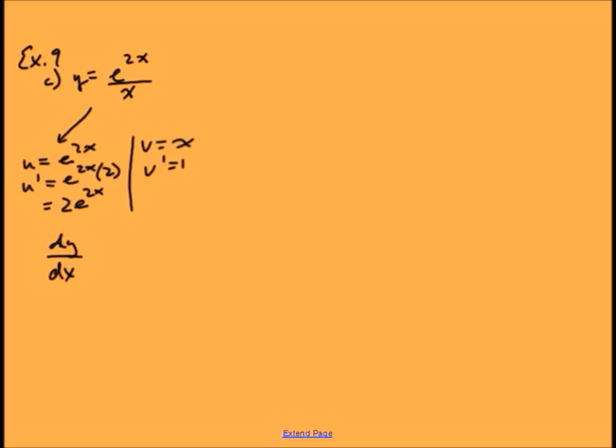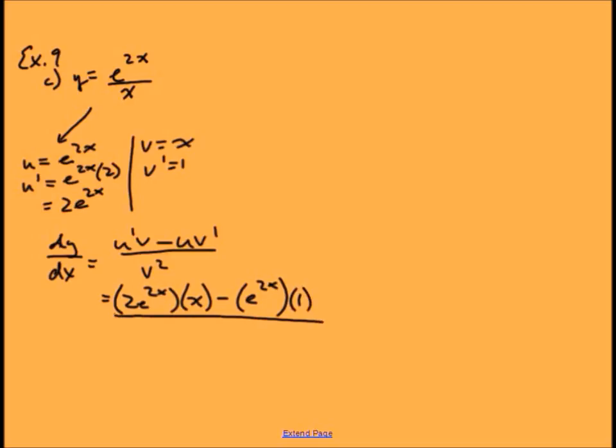Derivative is u dash v subtract uv dash over v squared. Fill in the things that we just calculated. v was x and it is squared. So 2x e to the 2x subtract e to the 2x all over x squared, and we could factor out an e to the 2x to have 2x minus 1 all over x squared.